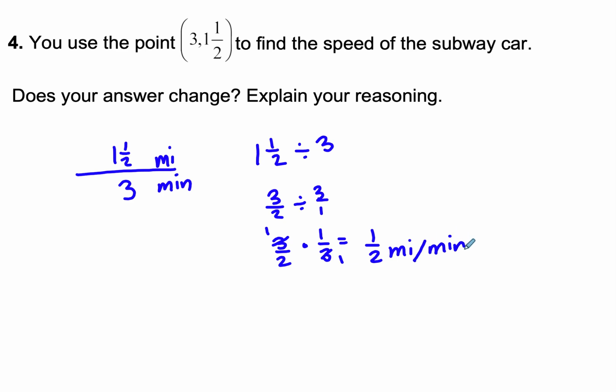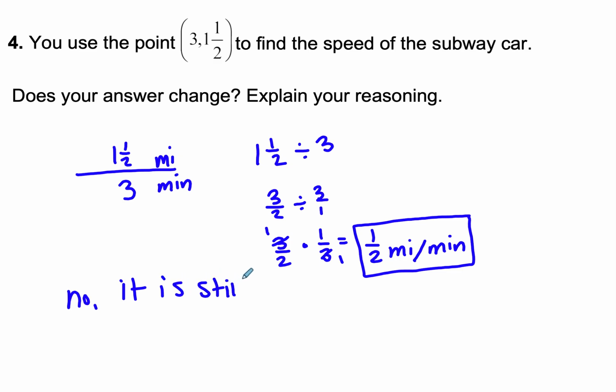This time I'm going to use a slash instead of the word per. Does our answer change? No. It is still 1/2 mile per minute.